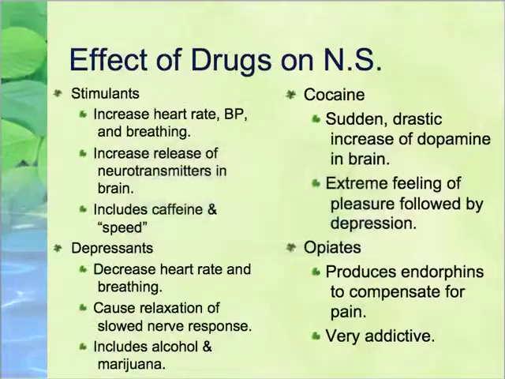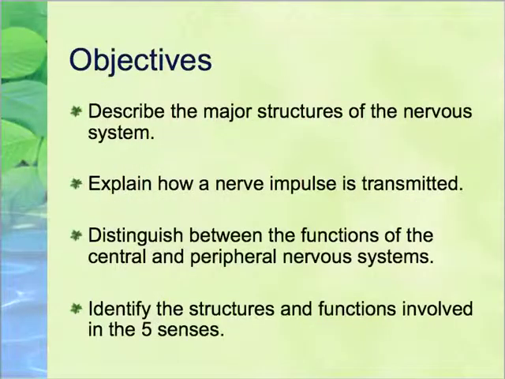Okay. Now, let's talk about our objectives. To describe the major structures of the nervous system is pretty simple. You've got the brain, which comes in lobes, and each part of the brain controls something different. You've got the spinal cord, which connects the brain to the rest of the body. And then you have peripheral nerves that lead from the spinal cord to the rest of the body that control everything from sensory to movement.